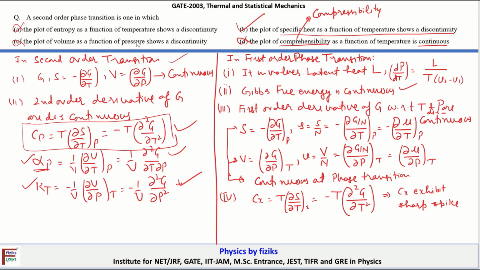Please pay attention to this point, because unintentionally I mentioned it to be continuous here. The point I'm talking about is that the first order derivatives of g with respect to t and p in a first order transition are going to be discontinuous. Please note it.